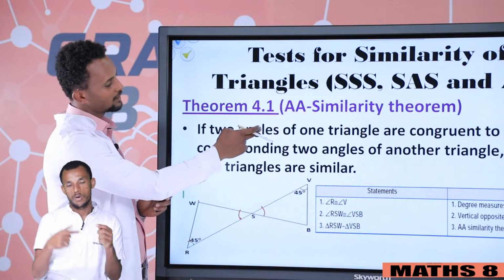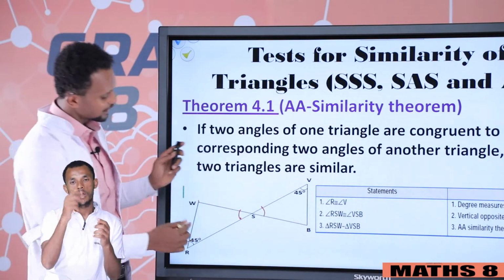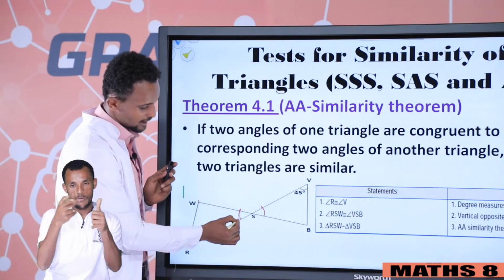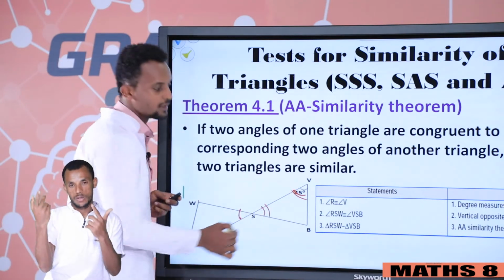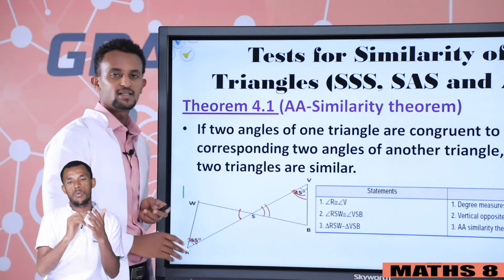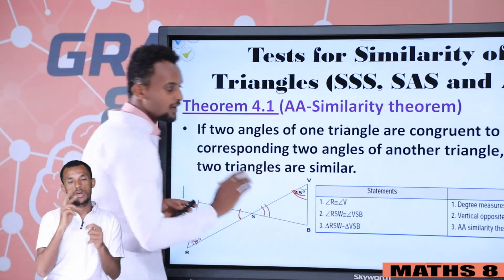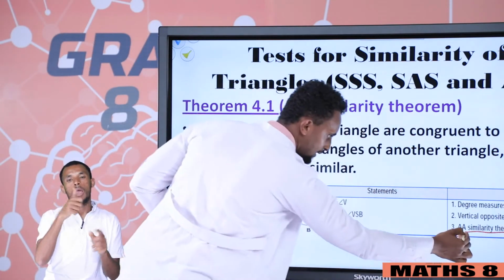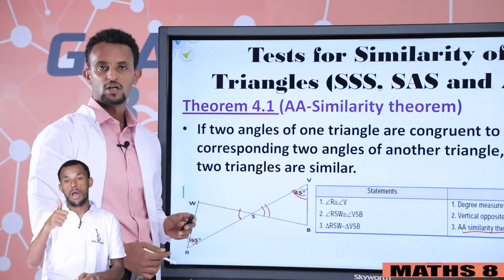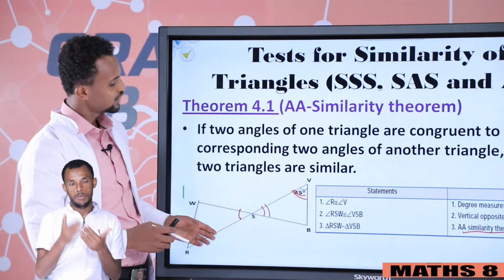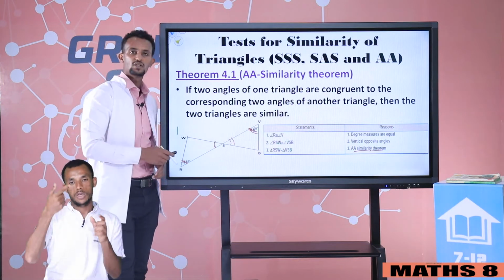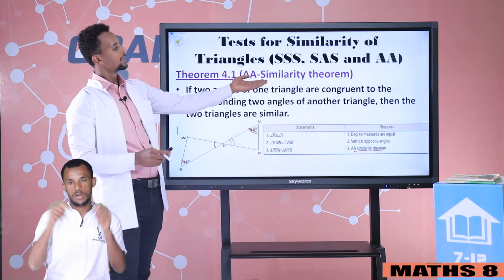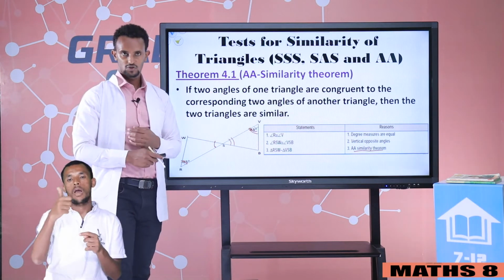Therefore, the theorem says, if two angles of the first triangle are congruent to two angles of the second triangle, then we can say simply the two triangles are similar by the angle similarity theorem. So simply by checking only two angles, we can say the two triangles are similar because of the angle similarity theorem.